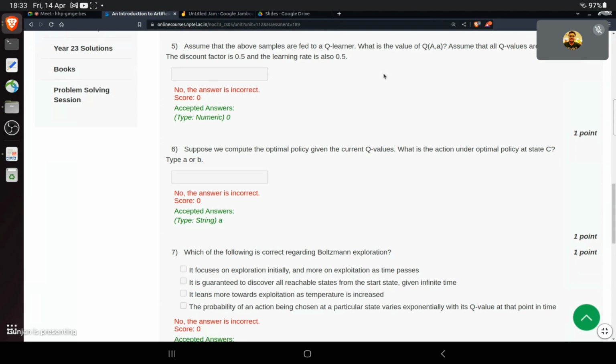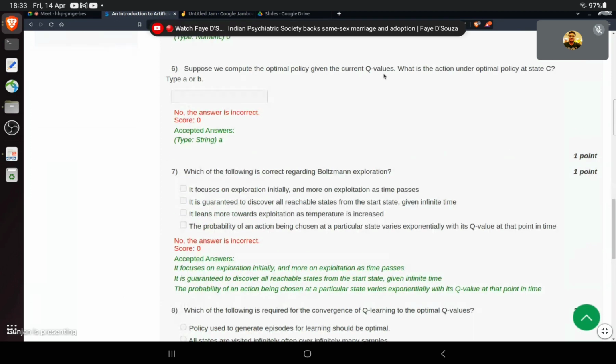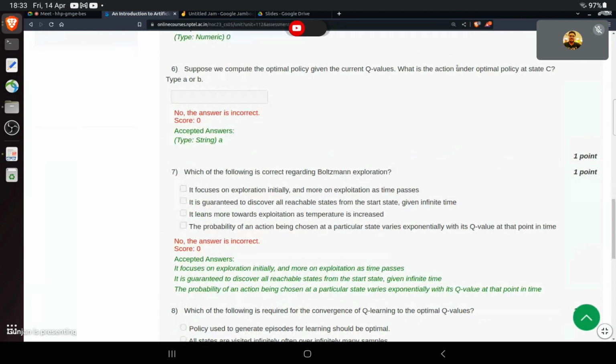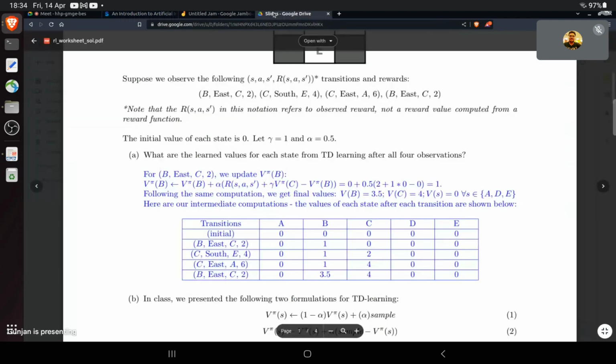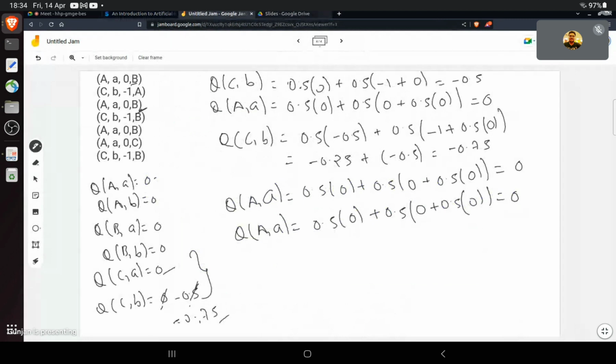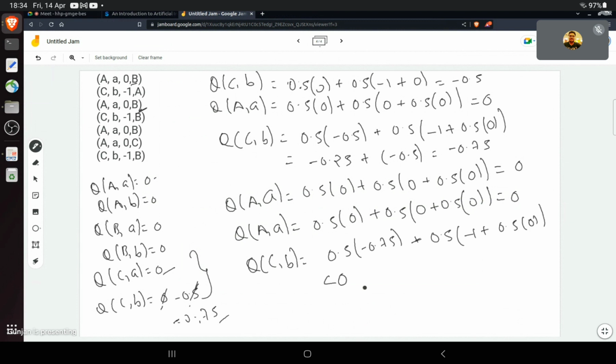All right. Now, suppose we compute the optimal policies given the current values. What is the action under optimal policy at state C? So, there was one last action regarding Q(c), right? So, we will finish that. So, Q(c, b) is equal to 0.5 times minus 0.75 plus 0.5 times the reward plus gamma times minus 1. So this is 0.5 times 0. So this value is less than 0, right?